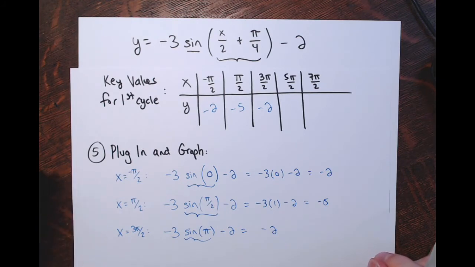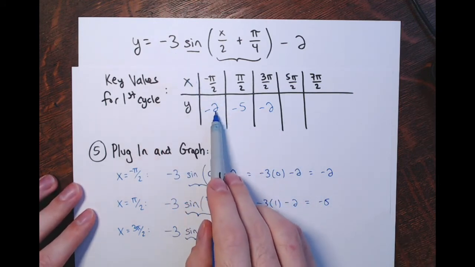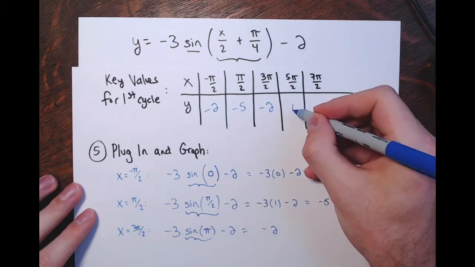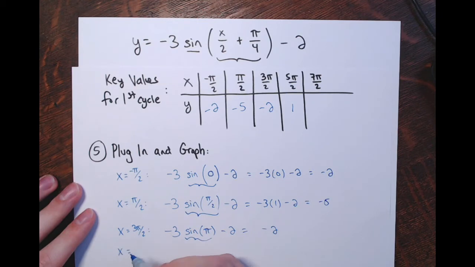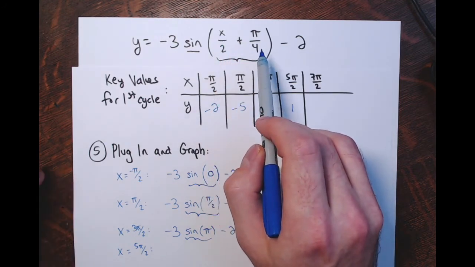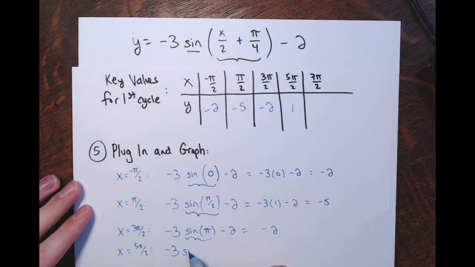Now you could also use the amplitude for this. See how the amplitude is going to be 3. And this is 3 below, come back, and then 3 above this would be 1. And I'll double check that here. When x equals 5 pi over 2, plug in 5 pi over 2. Half of 5 pi over 2 is 5 pi over 4. Plus pi over 4 would be 6 pi over 4, which reduces to 3 pi over 2. So this is negative 3 times the sine of 3 pi over 2. And then the sine of 3 pi over 2 is negative 1. Negative 3 times negative 1.